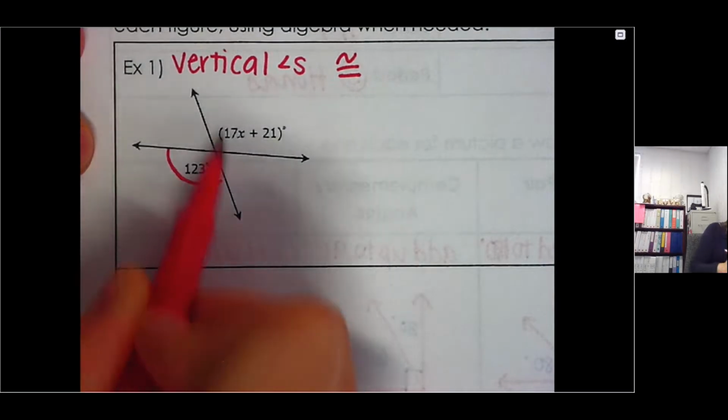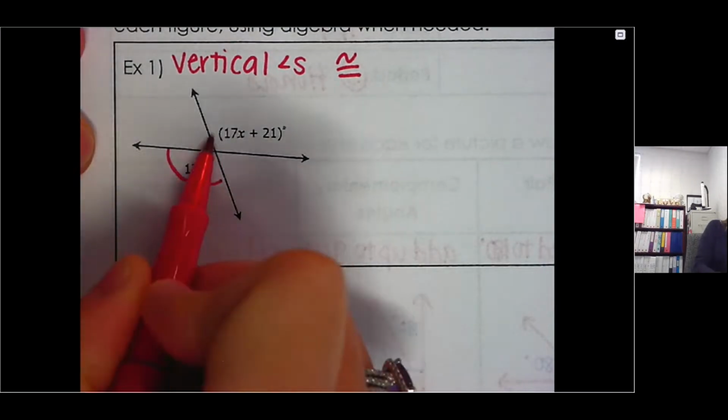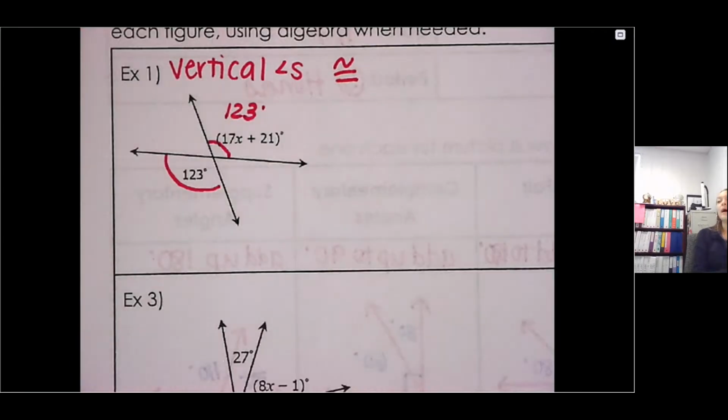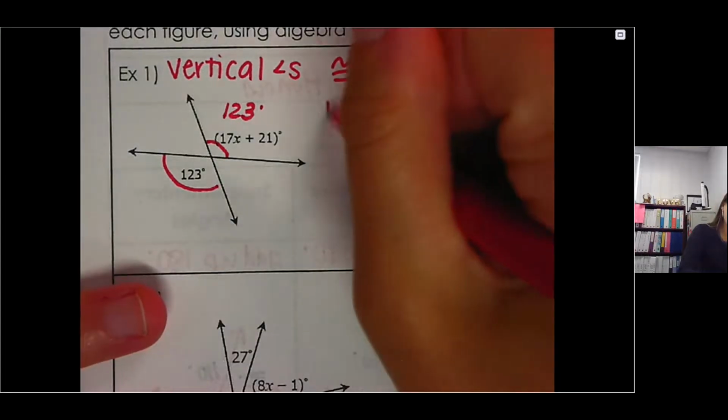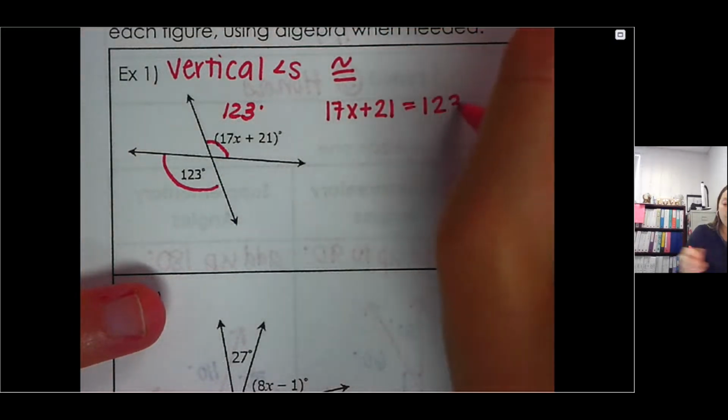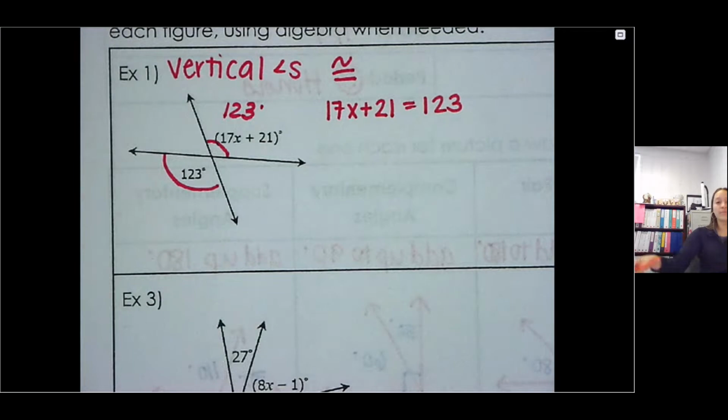What does that mean this angle is worth? It's also worth 123 degrees. So knowing that, how would I set up this equation? Perfect. Yeah. If they're the exact same, you just set them equal to each other. And then it's easy peasy algebra.